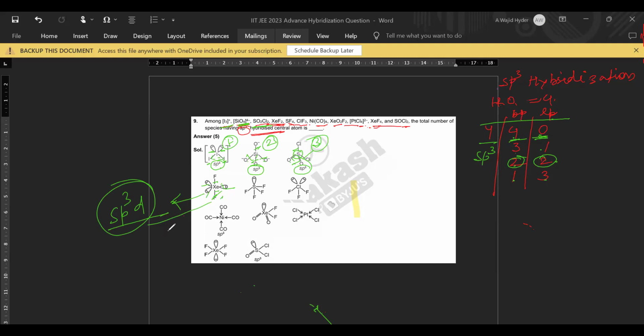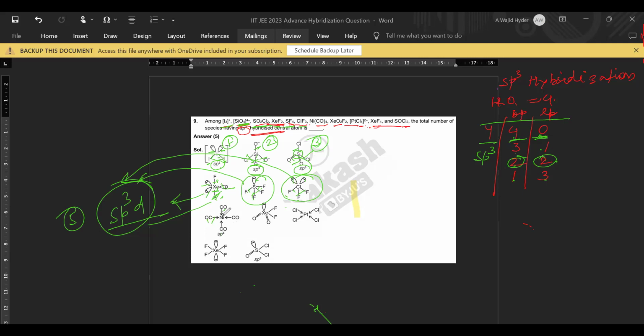Now this was XeF2. Next is SF4, so 1, 2, 3, 4. These 4 are bond pairs and this is one lone pair. So 4 plus 1, 5. This is also sp3d hybridization, sulfur tetrafluoride. Next one is ClF3. In this ClF3, 3 bond pairs are there and 2 lone pairs are there. This is also 5, that is sp3d.